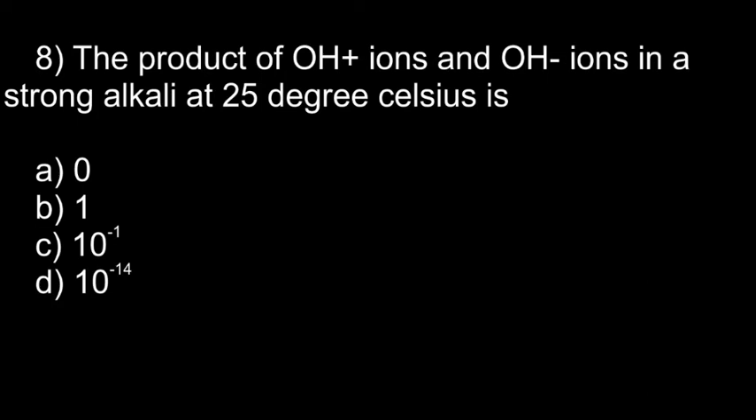The product of OH plus ions and OH minus ions in a strong alkali at 25 degrees Celsius is 10 power minus 14. We know that the product of OH plus ions and OH minus ions is 10 power minus 14. And we can move to the next question.